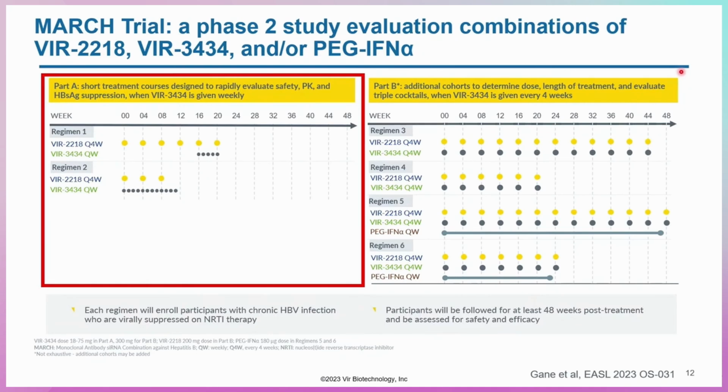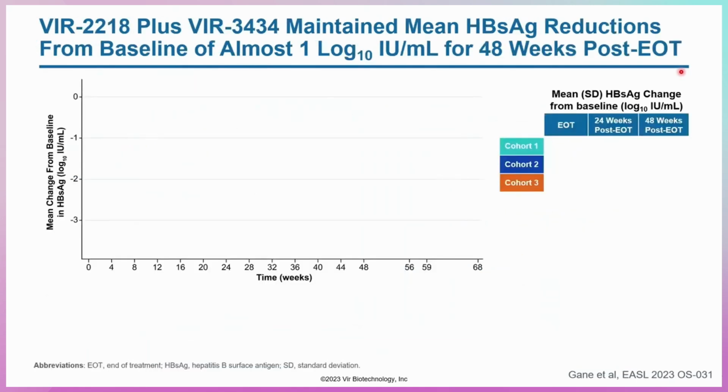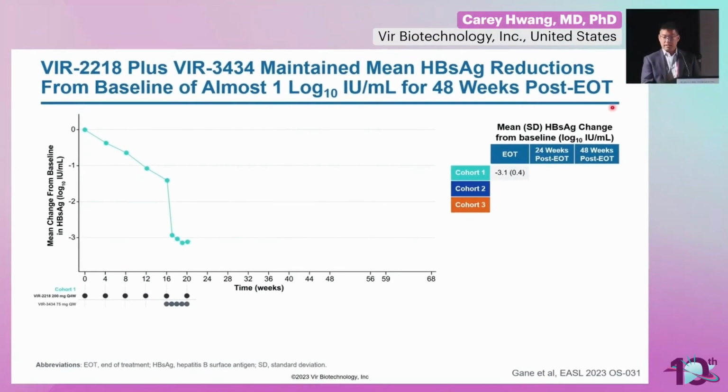We looked at 2 different regimens: one where we had a lead-in with the siRNA followed by co-administration with the antibody, and another regimen through 12 weeks starting both together. As Fabienne had previously shown this morning, with the lead-in with the siRNA, you can see the slower decline typical of siRNAs, with maximum reduction by about week 16 to week 20. When we add the 3434 antibody at week 16, you can see an additional about 2 log decline in surface antigen levels.